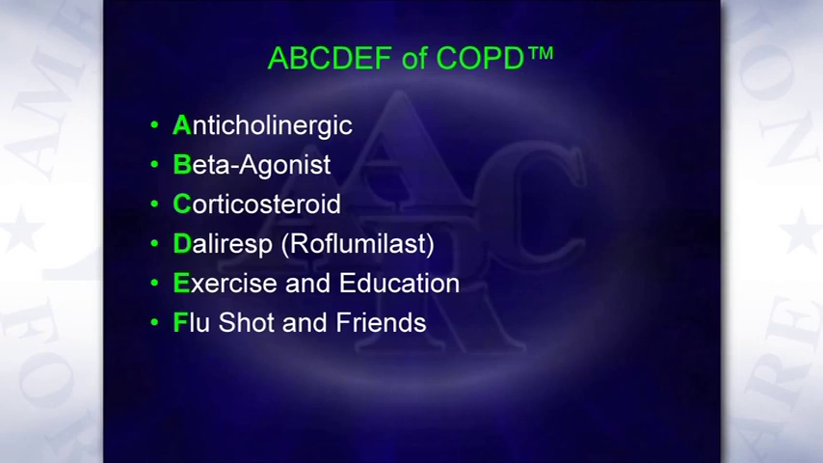So A for anticholinergic, long-acting, of course. B, beta agonists. Are they on a long-acting and a short-acting? Are our patients on any corticosteroids, inhaled or oral? Daliresp is a medication that is recommended for patients to prevent exacerbations of COPD.